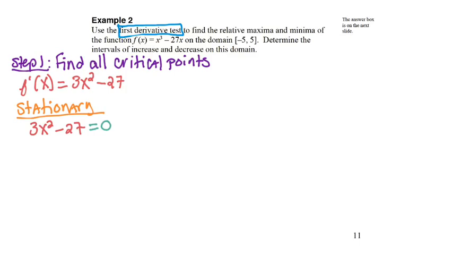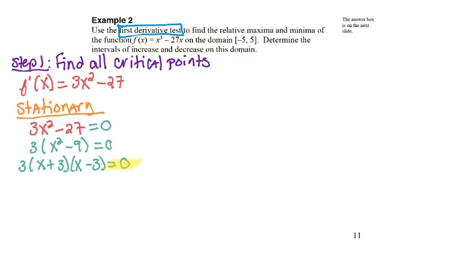Always look to see if you have a GCF, a greatest common factor, and in this case, I can pull a 3 out of every term, which makes the piece I have to factor much easier. It's the difference of perfect squares. So I have 3 times x plus 3 times x minus 3 equals 0.